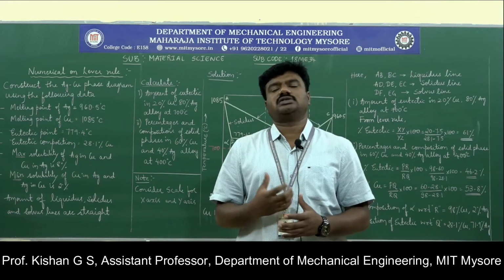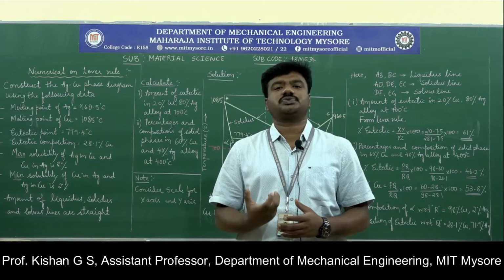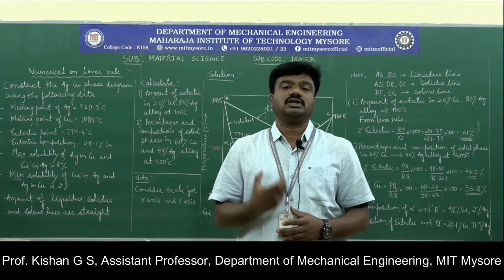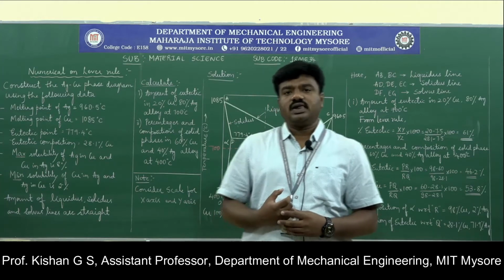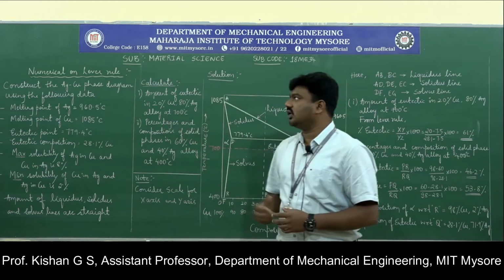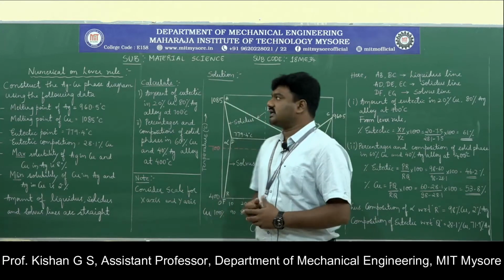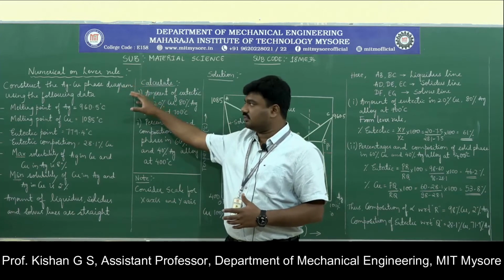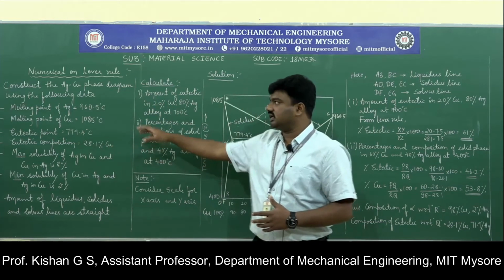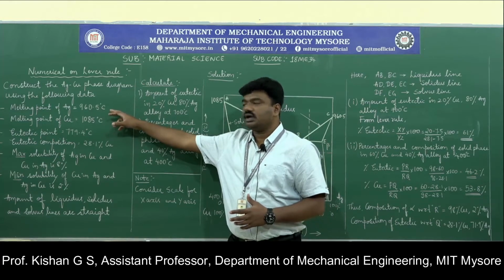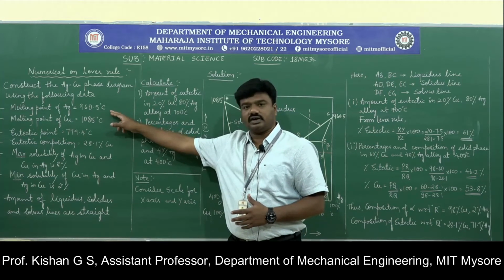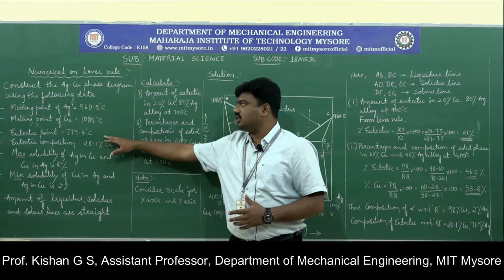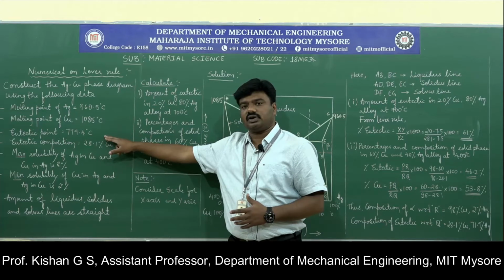Generally, it is the identification of composition with respect to a particular temperature that represents the different phases, that is, liquid, solid and so on. So let us go with a simple numerical on the lever rule. Here, as per the given data, we construct the copper and silver phase diagram. The melting point of silver is given as 960.5 degrees Celsius, the melting point of copper is 1085 degrees Celsius, and the eutectic point is 779.4 degrees Celsius.